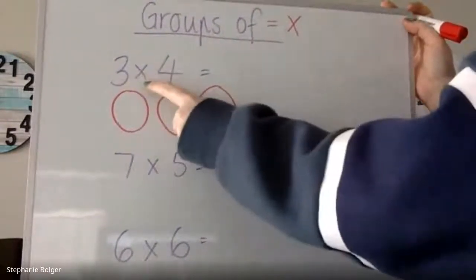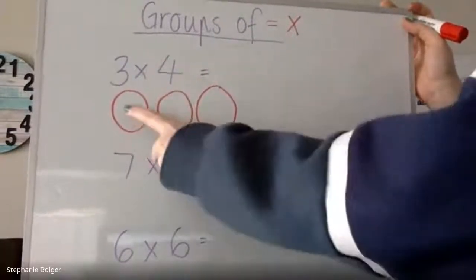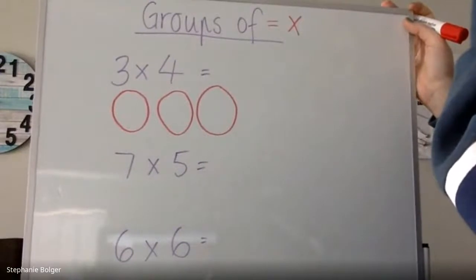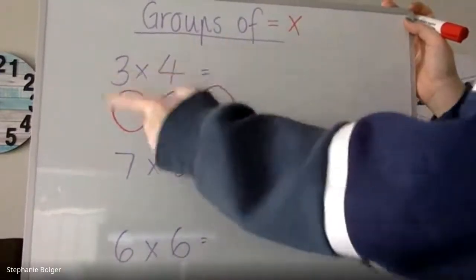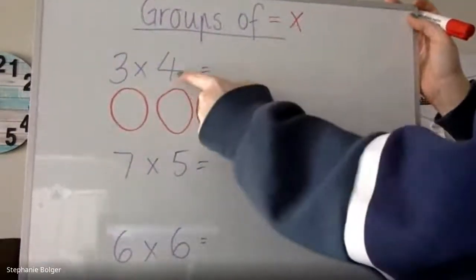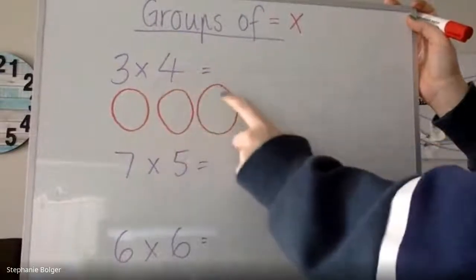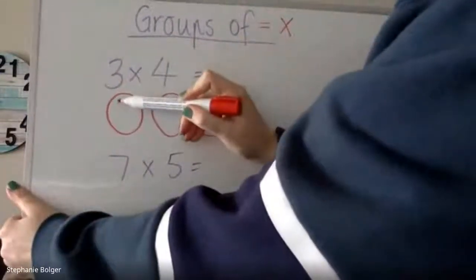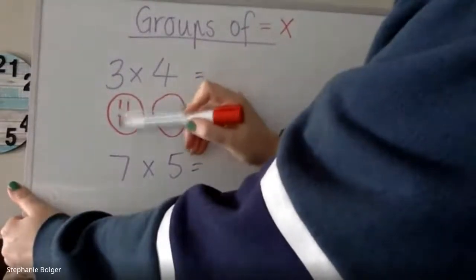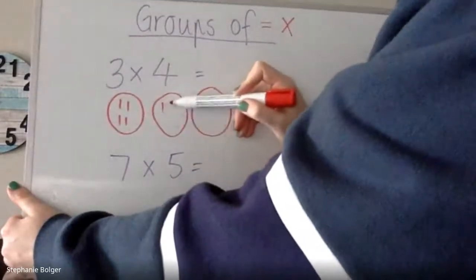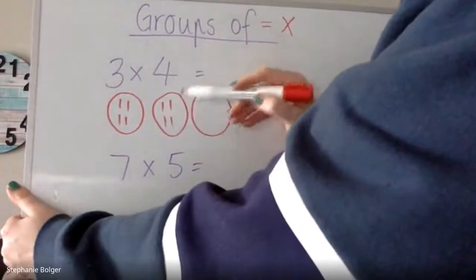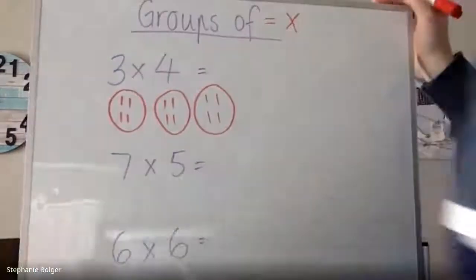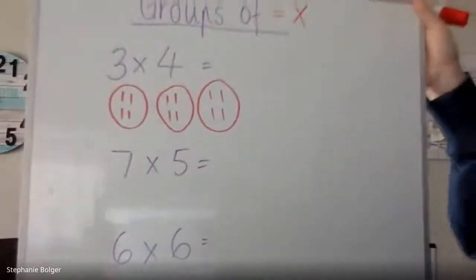So 3 groups of 4. I need to put 4 in each group. So the first number tells us how many groups. The second number tells us how many to put in each group. So I'm just going to use lines because they're easy to draw. 1, 2, 3, 4. 1, 2, 3, 4. 1, 2, 3, 4. Okay, now I've got 3 groups of 4.